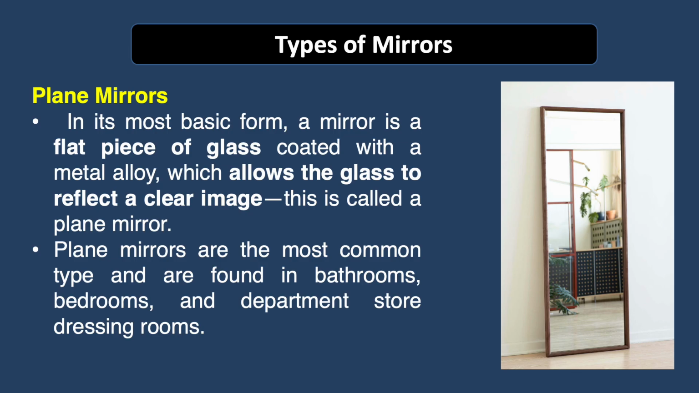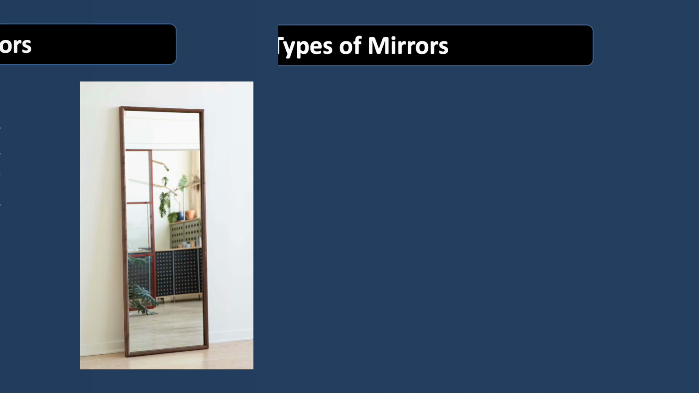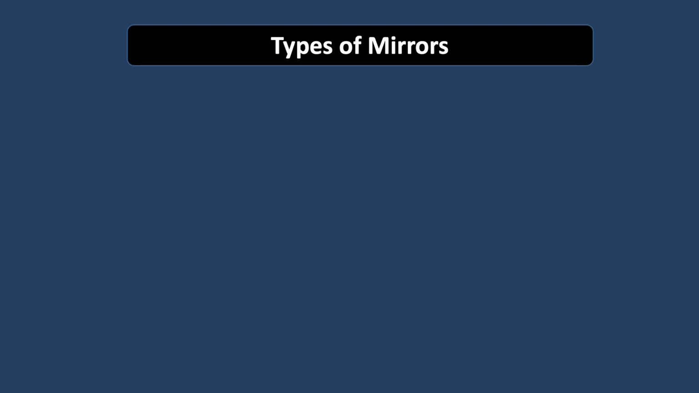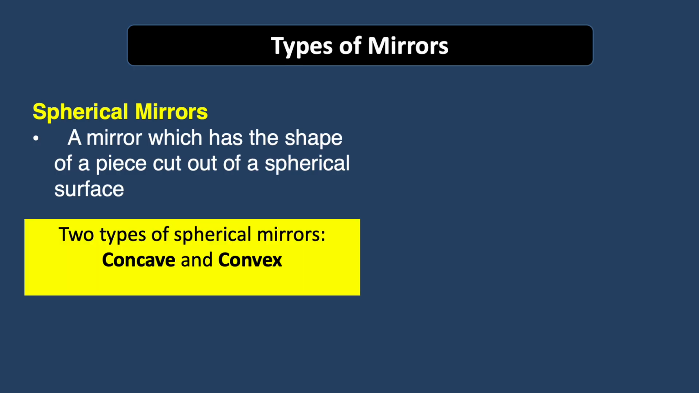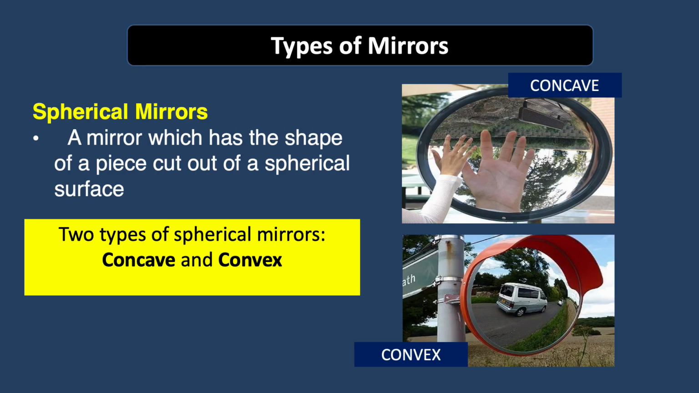The image they produce is always the same size as the object and appears to be located behind the mirror. The second type of mirror is known as spherical mirrors. These are mirrors which have the shape of a piece cut out of a spherical surface, and think of them as curved mirrors. Because they are curved, they give us two distinct types, each with its own special use: the concave mirror and a convex mirror.